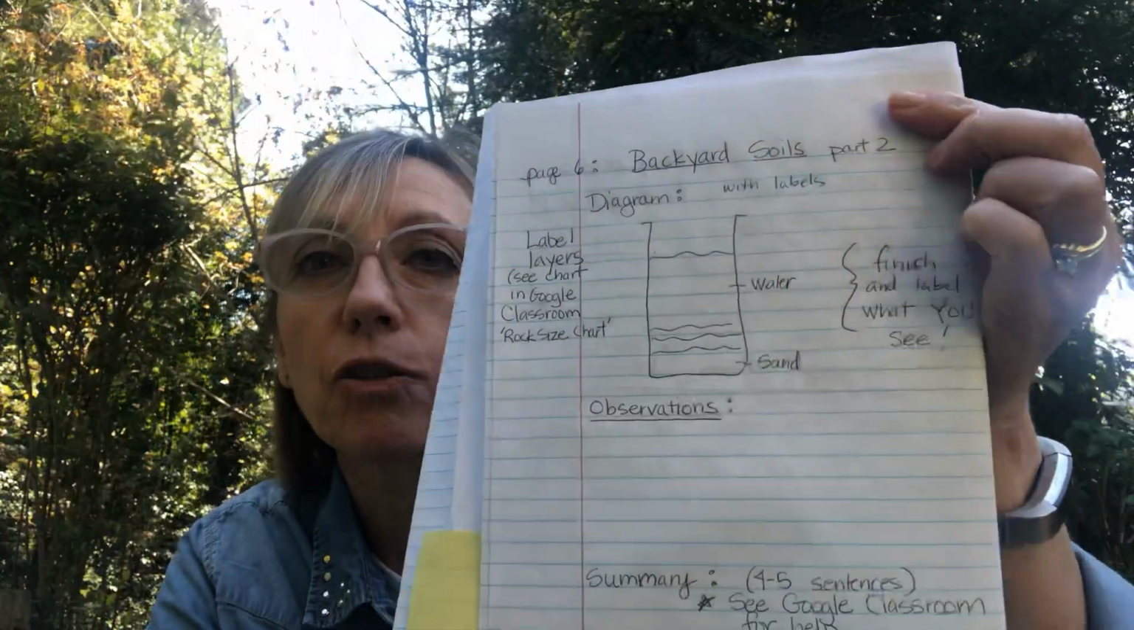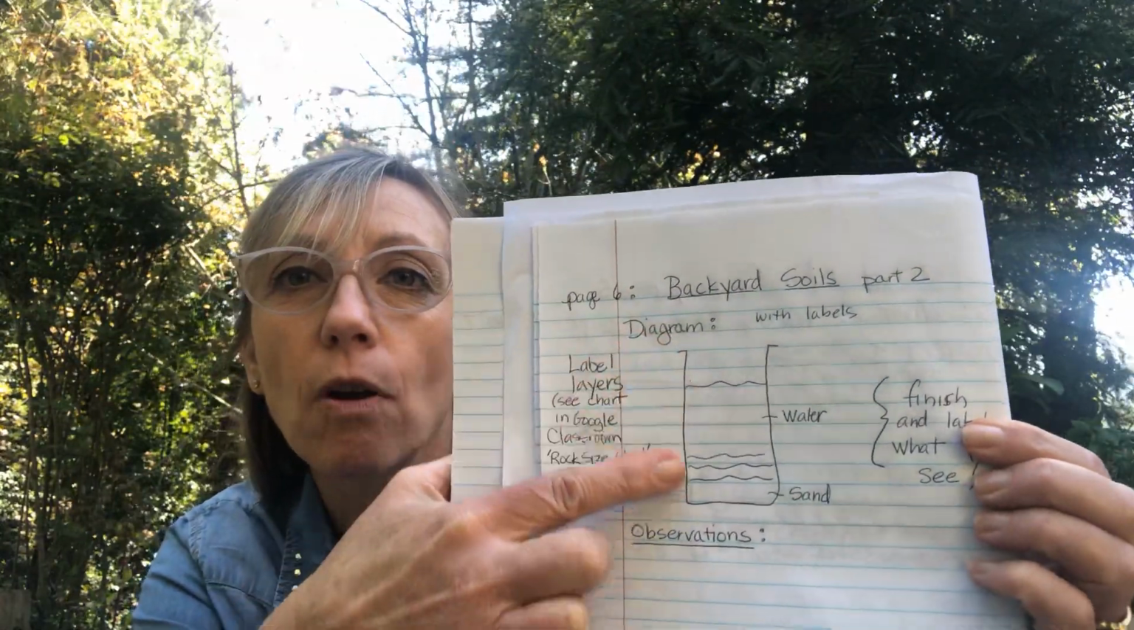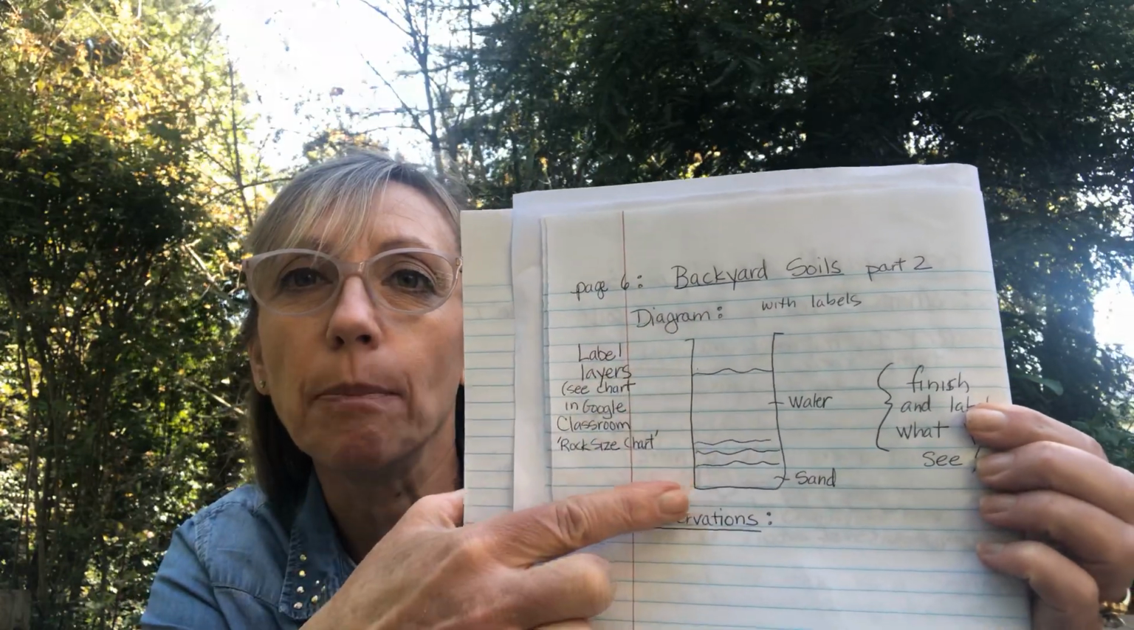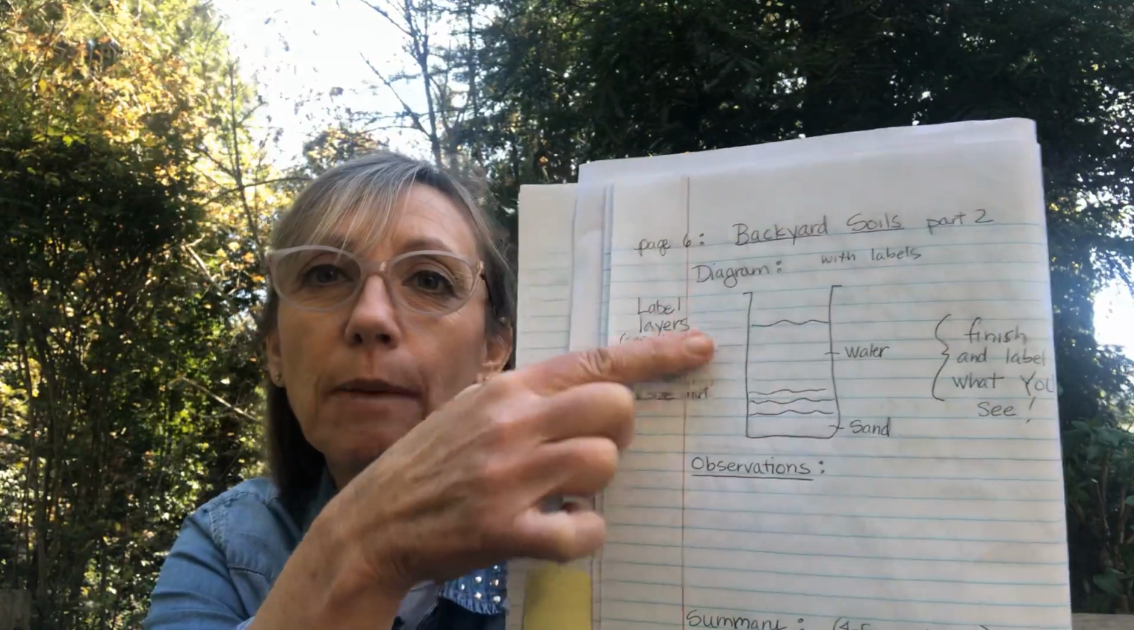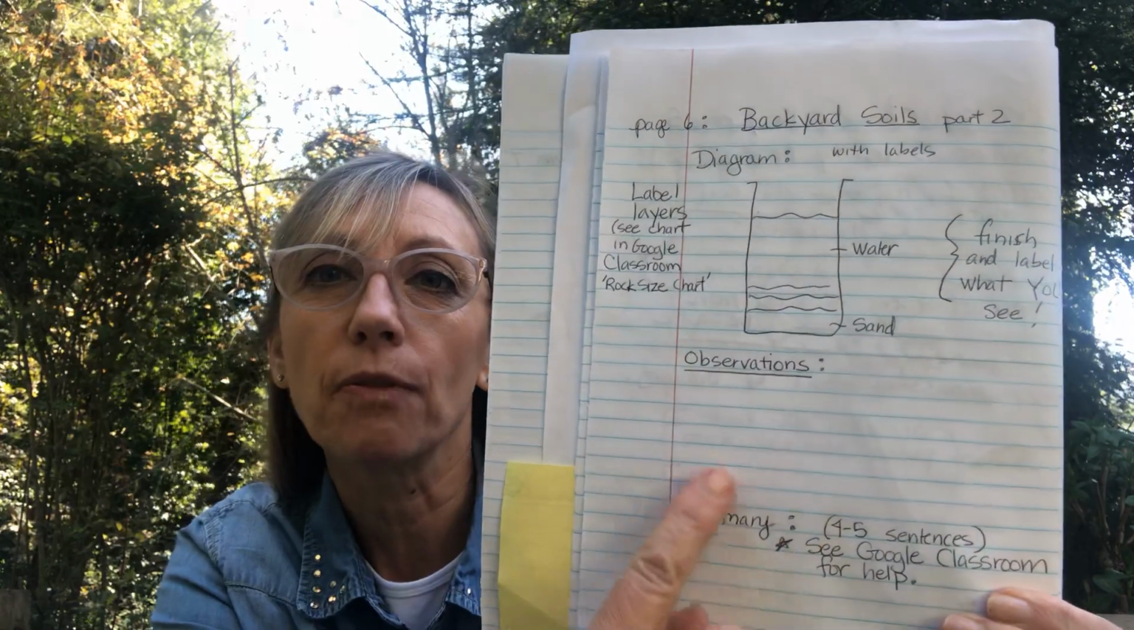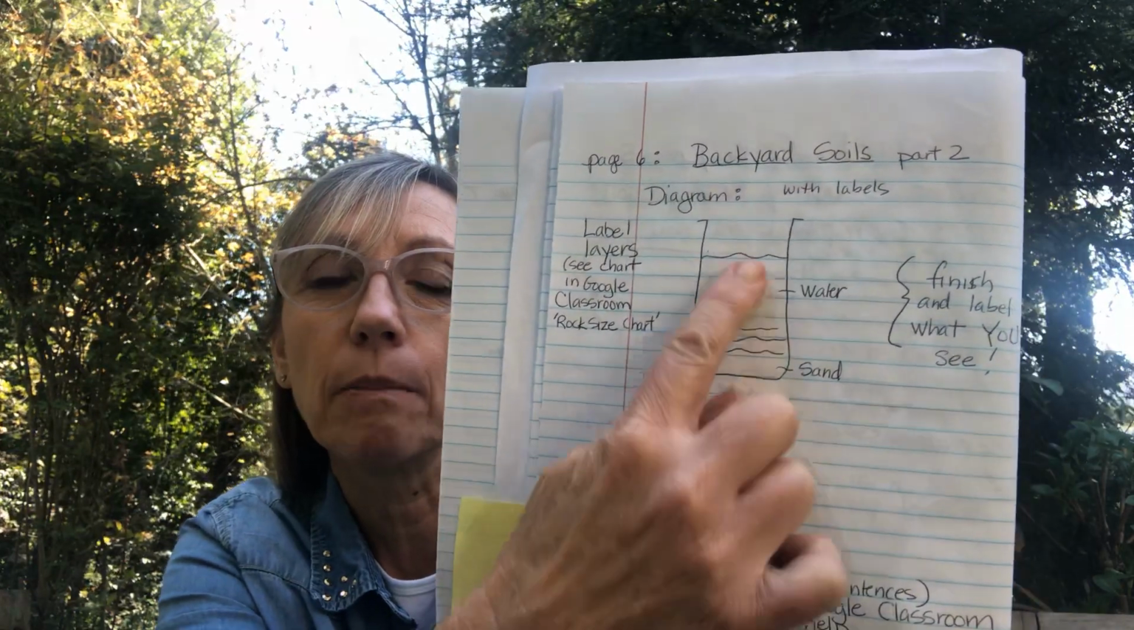So on page 5, you are going to set up your nature journal like this, or excuse me, this is page 6. And you're gonna draw a picture, a diagram of your layers, and then label them. Write down some observations, okay? You can add some color.